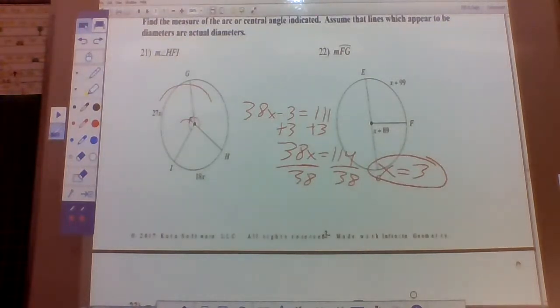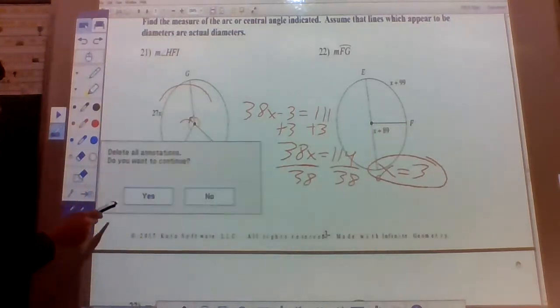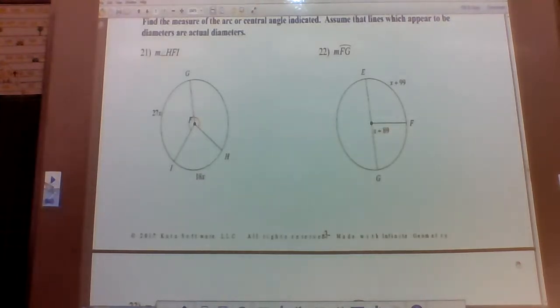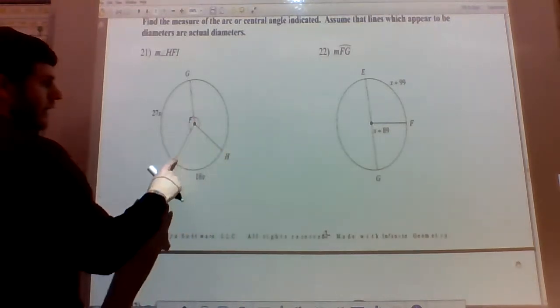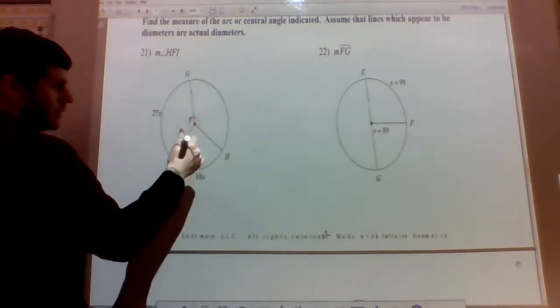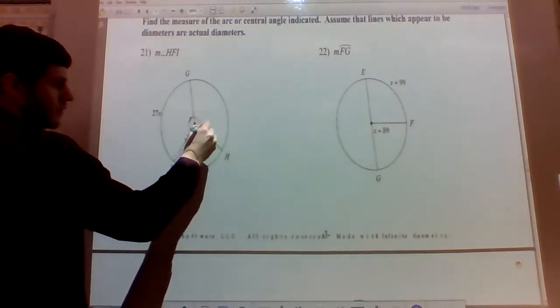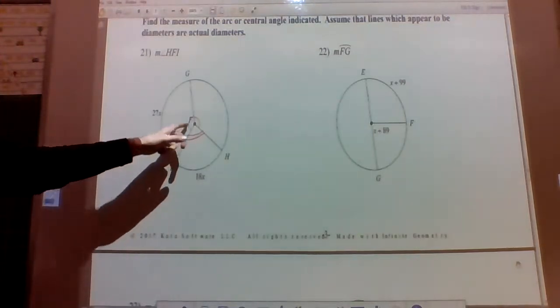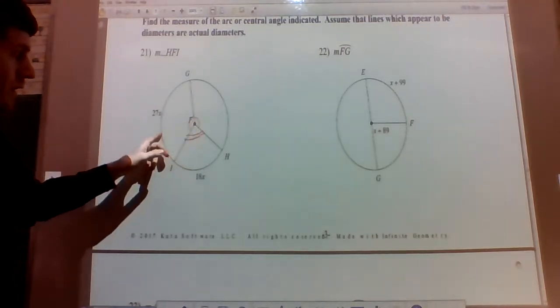Okay, so 21, 22. So we want to find the arc. So we're going to have to find x first and then find the measure of the arc. So we want to find the measure of HFI, which is this angle right here. So we got to find x and plug it into 18x. These arcs right here tell us these two angles are congruent. So since those angles are congruent, their arcs are going to be congruent.